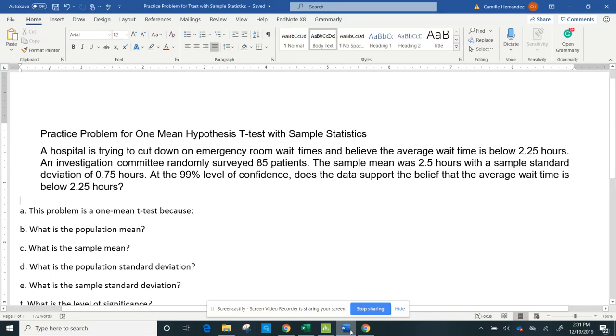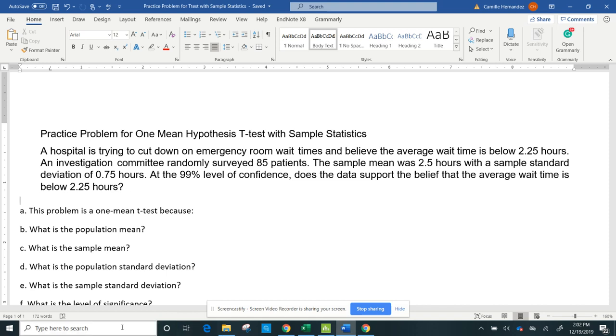So now let's do a practice problem for a one mean hypothesis t-test when we're given the sample statistics. A hospital is trying to cut down on emergency room wait times and believes the average wait time is below 2.25 hours. An investigation committee randomly surveys 85 patients. The sample mean was 2.5 hours with a sample standard deviation of 0.75 hours. At a 99% level of confidence, does the data support the belief that the average wait time is below 2.25 hours?